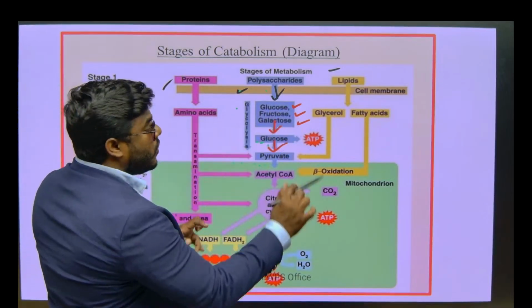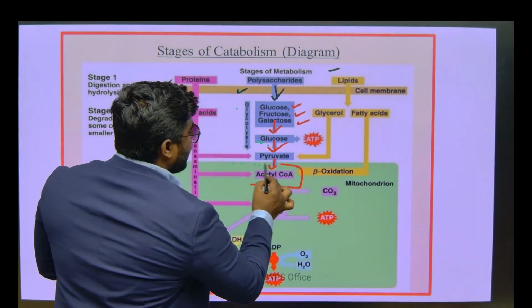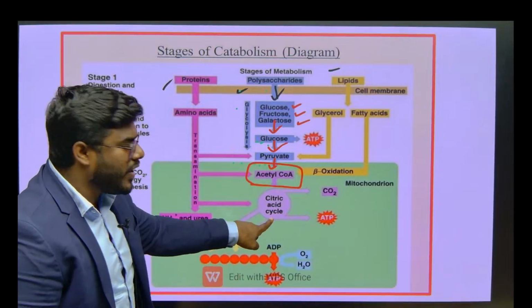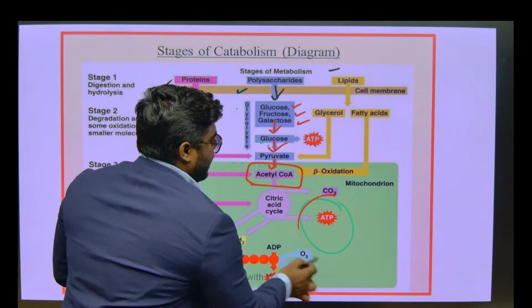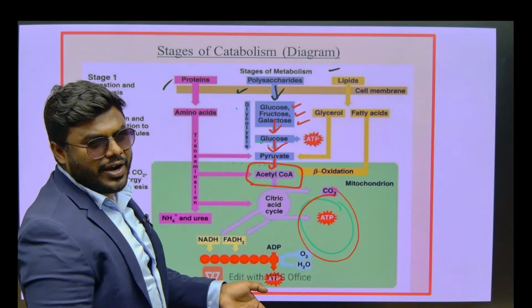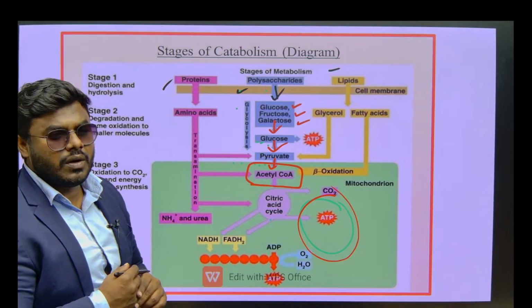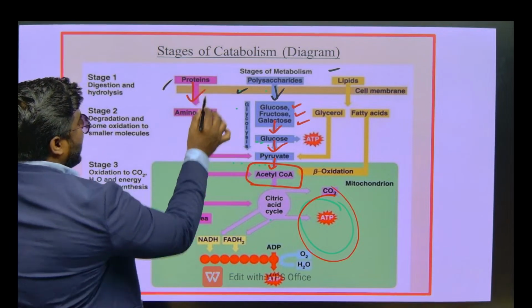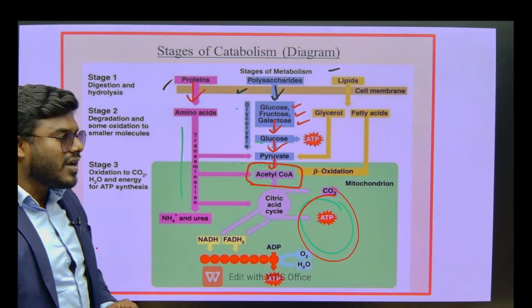Now pyruvate, we'll discuss that later. I am just giving an overview. Pyruvate in the presence of oxygen gives rise to acetyl-CoA. Now acetyl-CoA enters into the cycle and the ultimate function is to produce ATP. Clear? This is the fate of carbohydrates. Now let's consider the fate of protein. Proteins break down into amino acids. Amino acids undergo a mechanism called transamination.